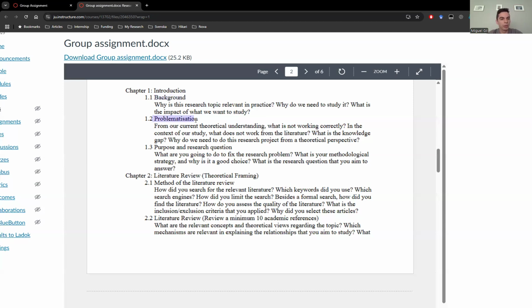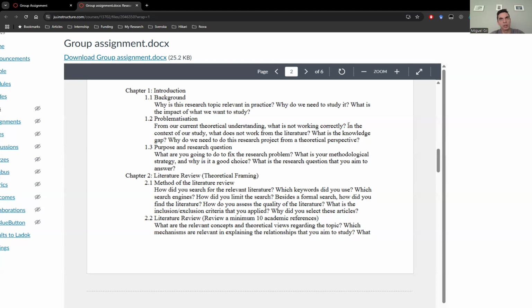Then the next section, the problematization. I told you problematization is always tricky, and problematization is linked to the literature review. So there is always kind of an overlap between the two sections. So in here, explain from our current theoretical understanding what is not working correctly from your topic, from the relationship that you want to test. What is wrong? Why do we still need to test this? We might think that financial stress can be related to student happiness or unhappiness because it sounds logical, but why do we still have to do it?